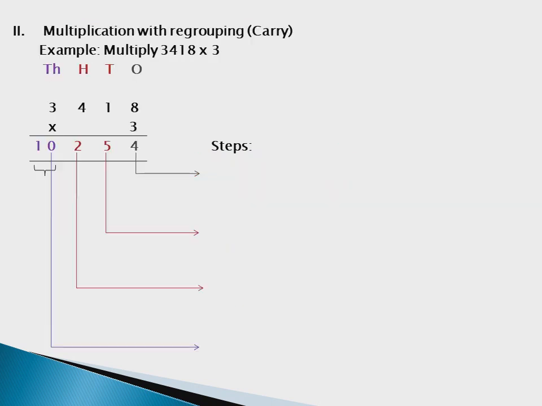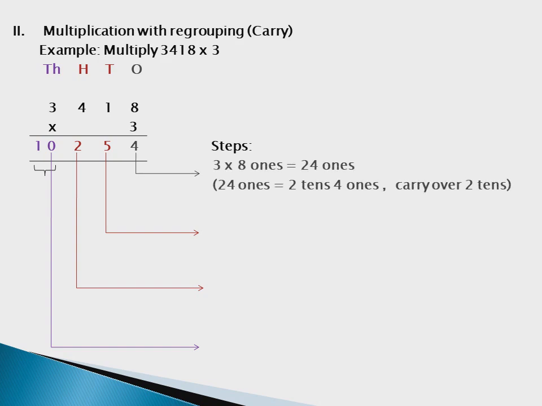Next, multiplication with regrouping. Example, let's multiply 3418 times 3. Remember, we always start from the ones place. Step 1. Multiply the ones and regroup. 3 times 8 ones is equal to 24 ones. Write 4 below the ones place. Carry over 2 tens. Step 2. Multiply the tens. 3 times 1 ten is equal to 3 tens. Add the carried over 2 tens, that will be equal to 5 tens. Write 5 below the tens place.